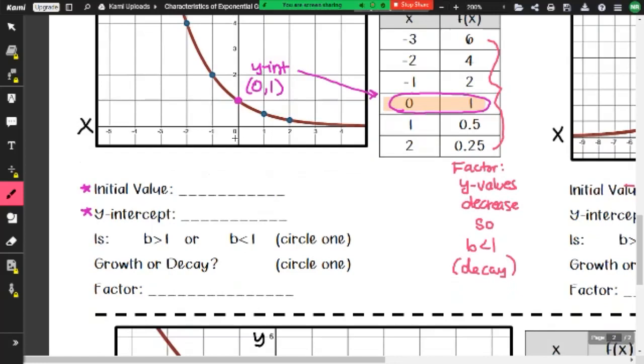Now, even if you don't know what the value is, by the end of next week, you will. We'll do regression on this. So for now, that's all you need to know. So decay, b is less than 1, decay. Now my factor is what number? Go ahead and get that from the equation. 1/2, always the number in the parentheses. But remember, sometimes we do need it in decimal form. So 1/2 as a decimal, 0.5.